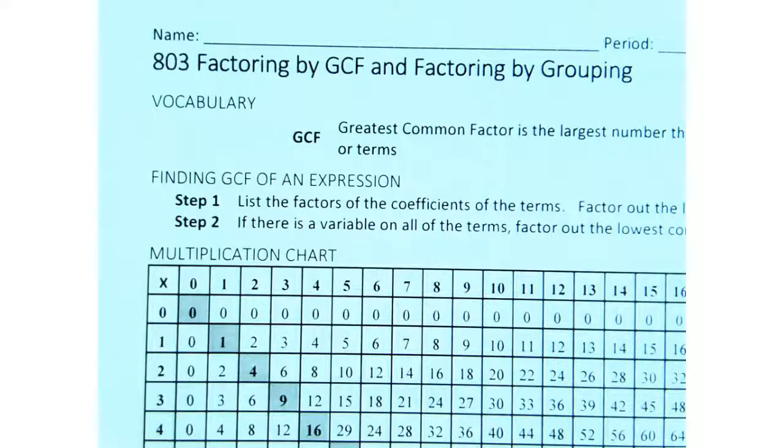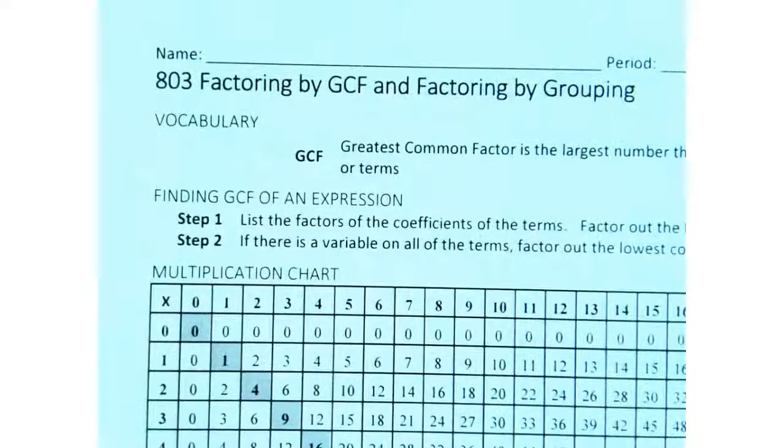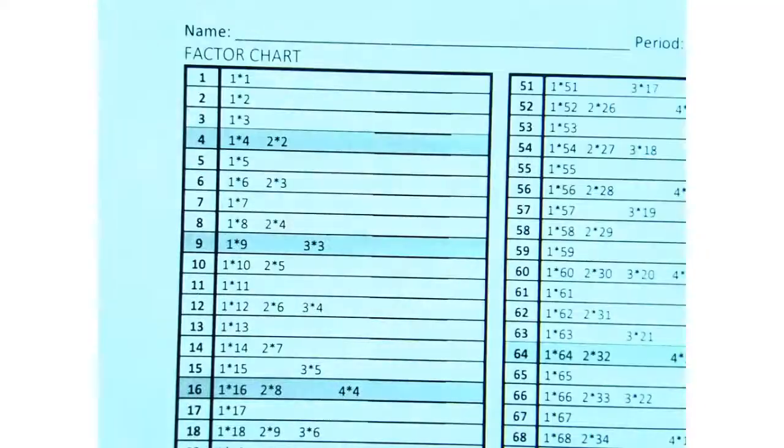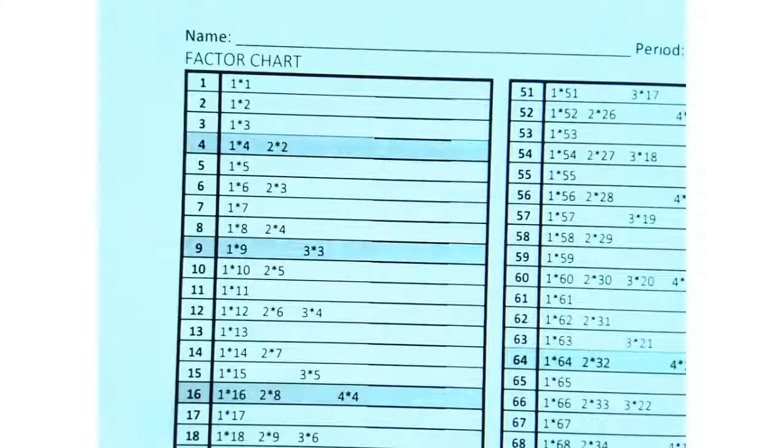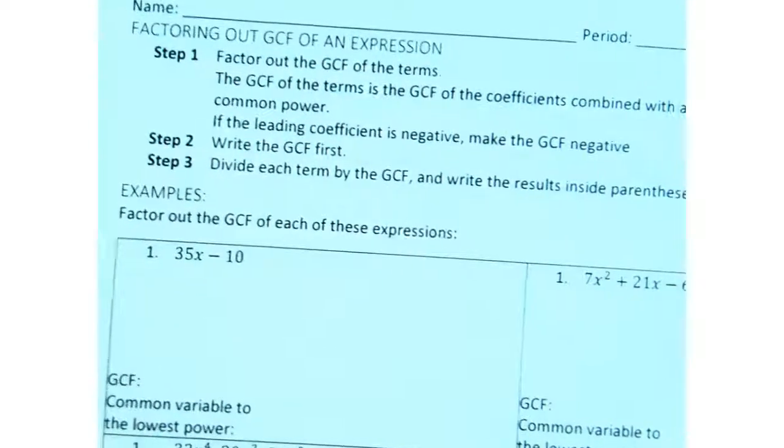Factoring GCF and factoring by grouping. To factor out the greatest common factor, you will need to know your multiplication facts. These are provided to you in your notes. This is a multiplication table, and this is a factor list.